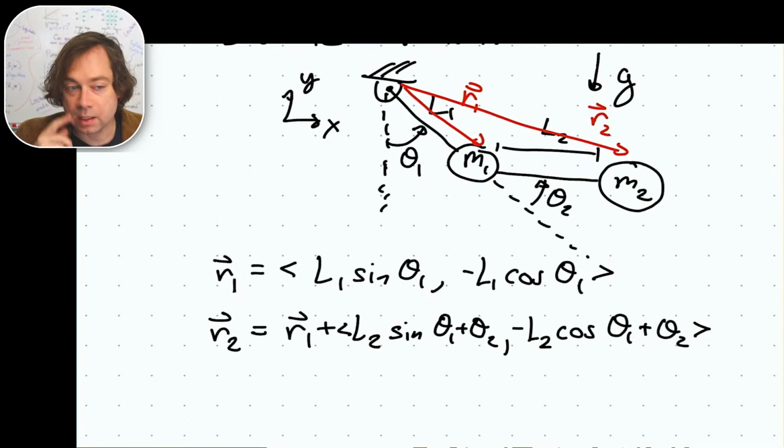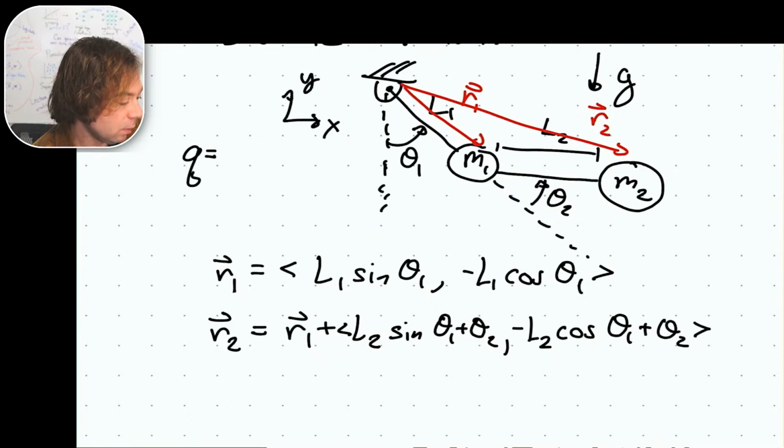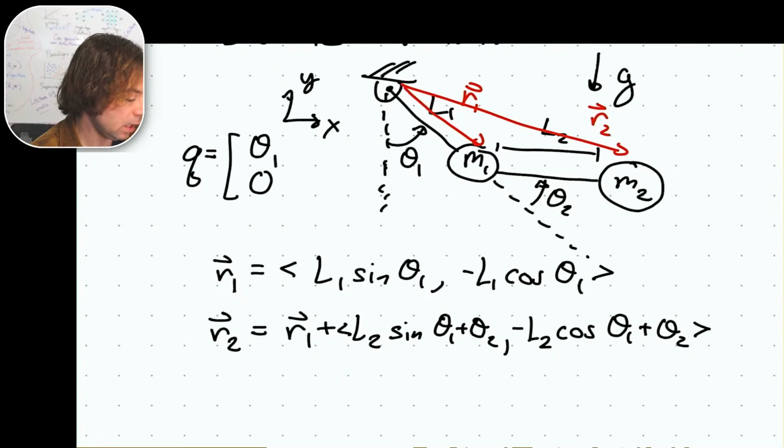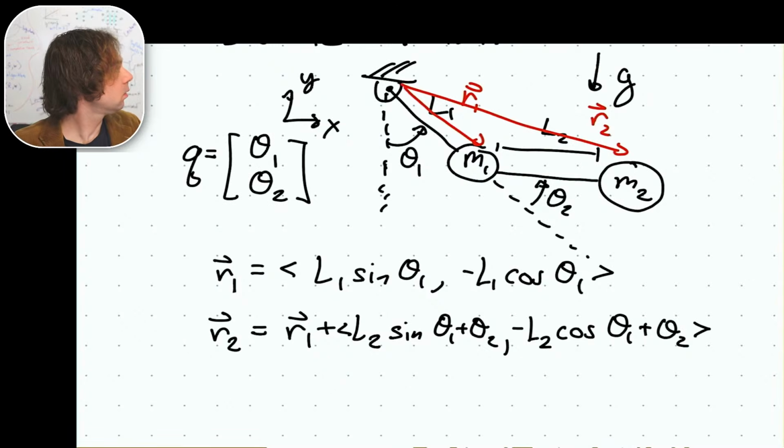So we can make a new script from scratch. We're also going to need our generalized coordinates. What are our generalized coordinates? Our generalized coordinates, Q, we have two generalized coordinates. They are theta 1 and theta 2. So let's start with that.